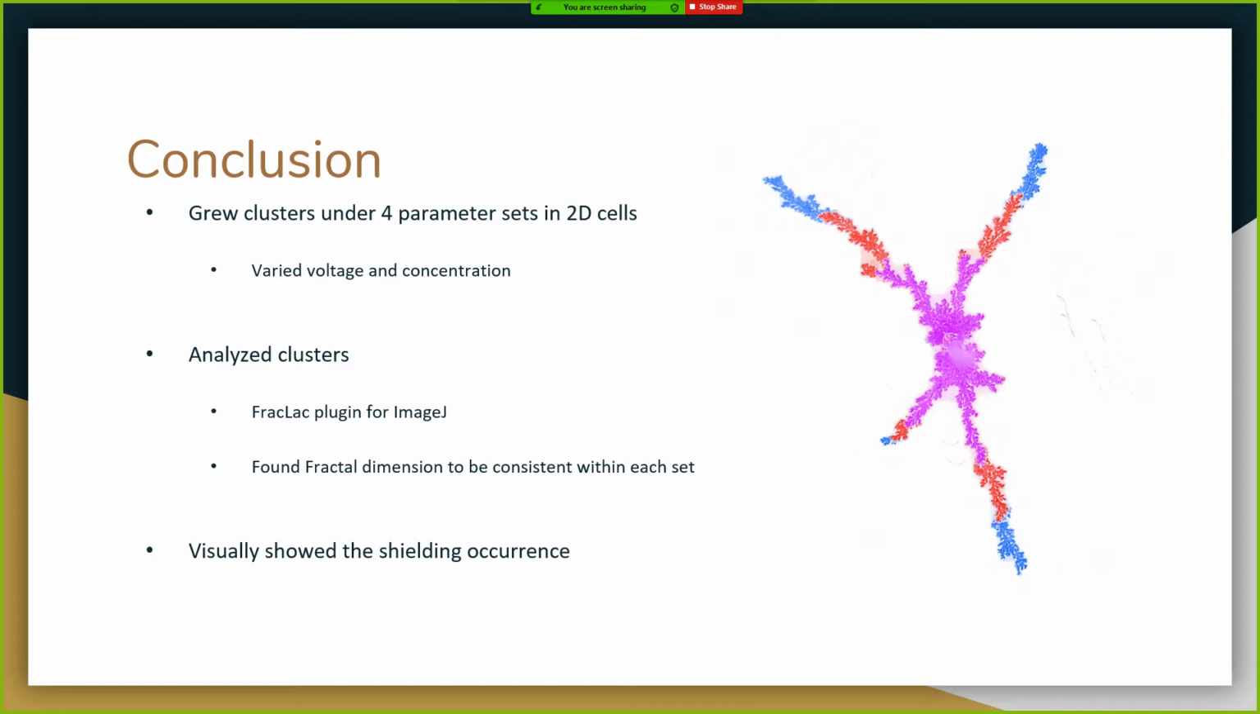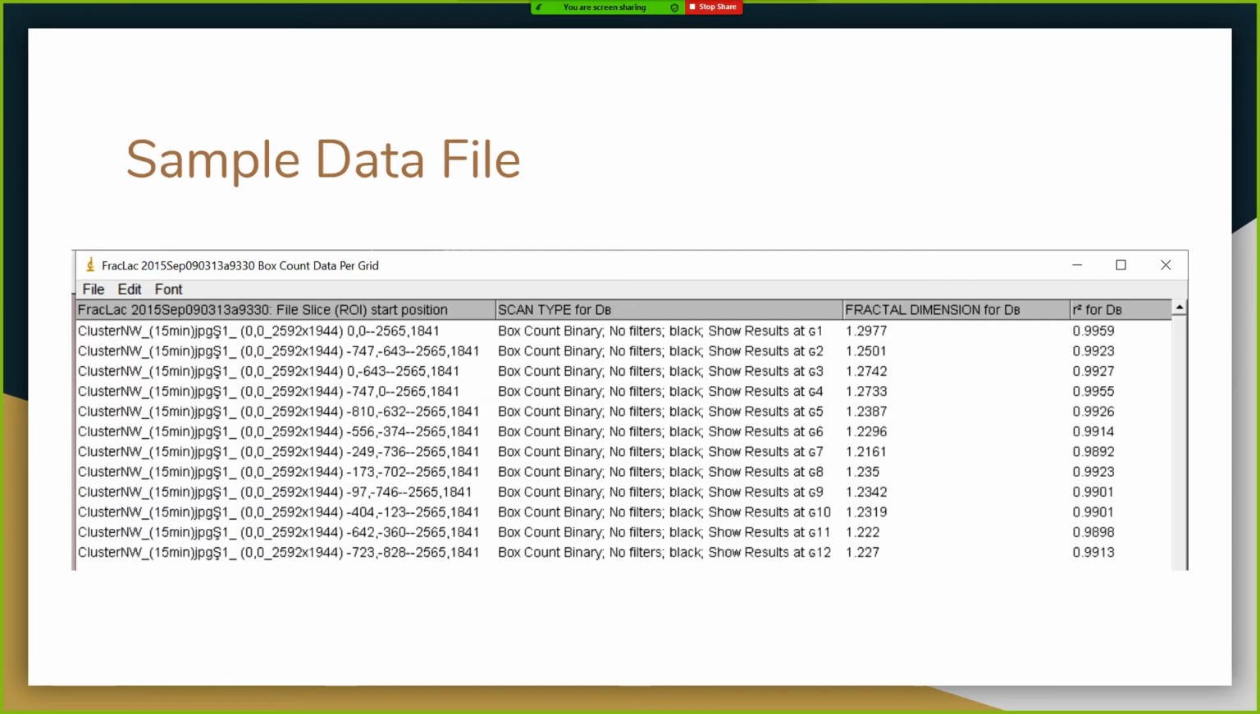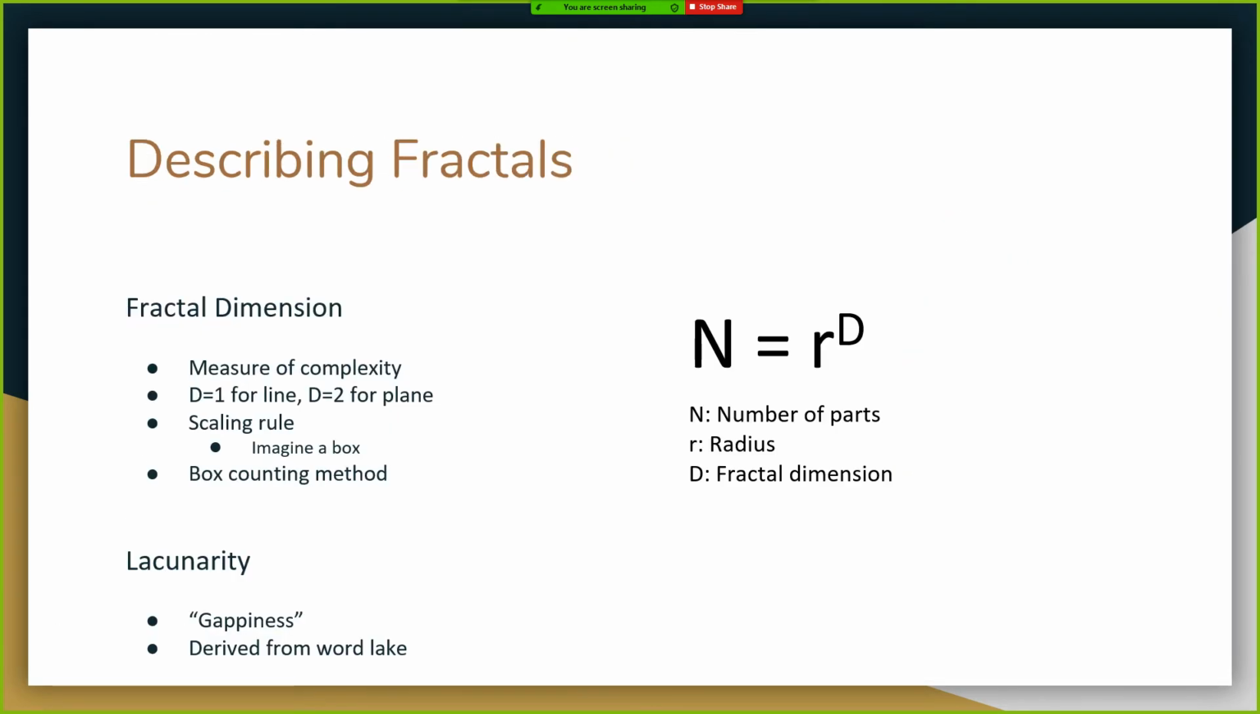Yeah. What was the difference between the different concentrations? Like, what differences did you see? And I'm sorry if I missed this. Oh, that's fine.